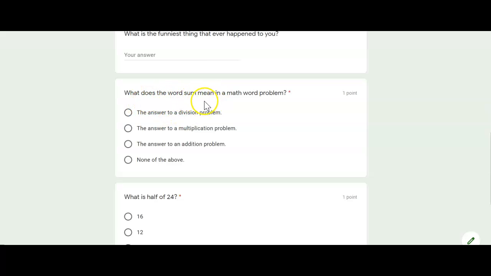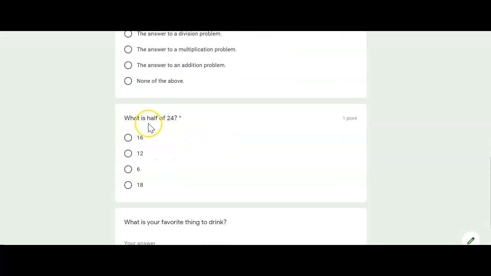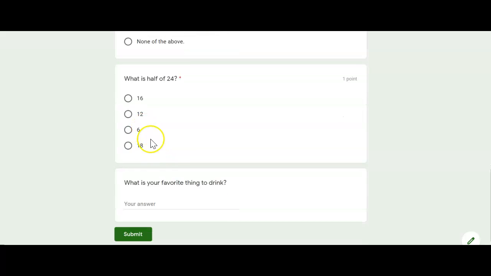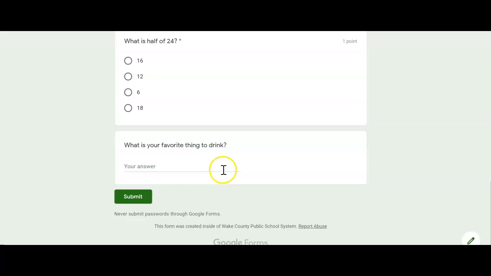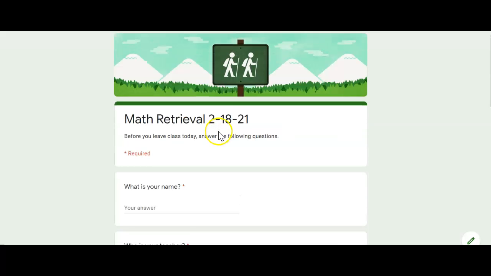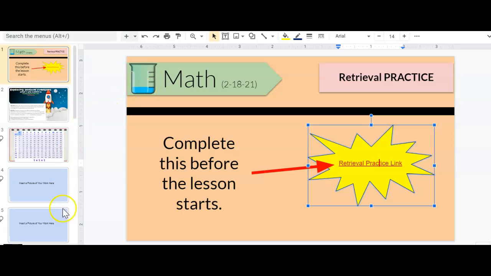So what does the word sum mean in a math word problem? Go through our answer choices here, and I want you to click on what you think is the best answer. And also, what is half of 24? Choose what you think is the best answer and click beside it. Also, the last one, what is your favorite thing to drink? After you finish all of these, go ahead and submit them. And remember, you can pause as often as you need to.